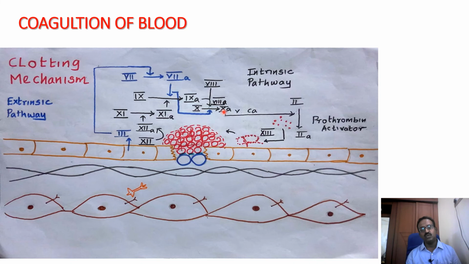Factor 10 is converted to 10A with the help of factor 5, calcium and factor 8. It produces 2 to 2A. The 2A converts fibrinogen to fibrin with the help of the fibrin stabilization factor. So this is the common pathway, from factor 10 to fibrin formation. The difference is only in the intrinsic and the extrinsic portions.